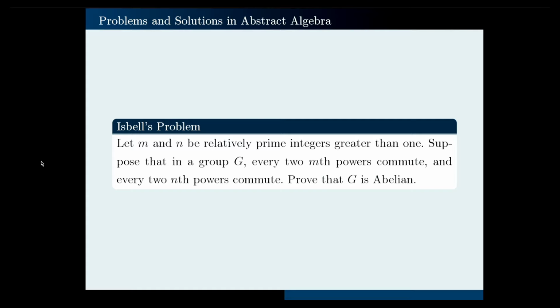Hello, in this video I'm going to solve the following problem for you in abstract algebra on the topic of group theory. It is called Isbell's problem, after John Isbell, American mathematician. Let m and n be relatively prime integers greater than 1. Suppose that in a group G, every 2mth powers commute, and also every 2nth powers commute. Prove that G is abelian.